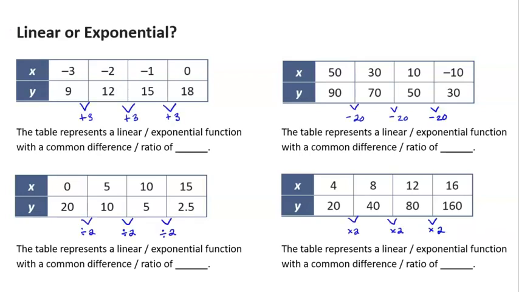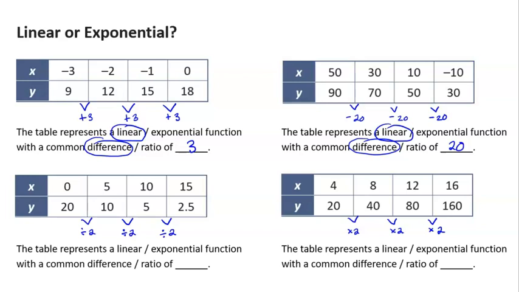Alrighty, so looking at this first one, we see that the y's are increasing by 3, and so that is going to be linear. We are adding the same number every time, so that's going to be a common difference of 3. Then we have this example next to it, where we are subtracting 20 every time, so that's also going to be linear, because if it's adding or subtracting, it's going to be linear. So that's going to be a common difference of 20.